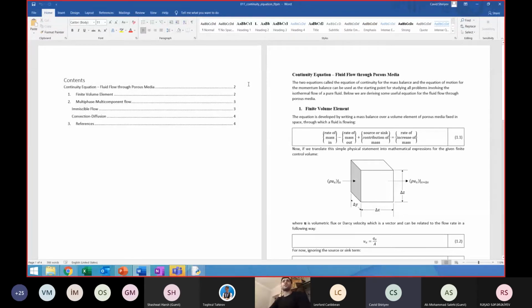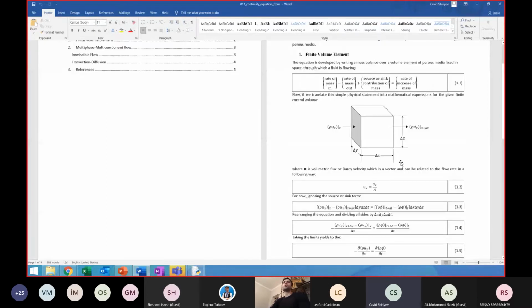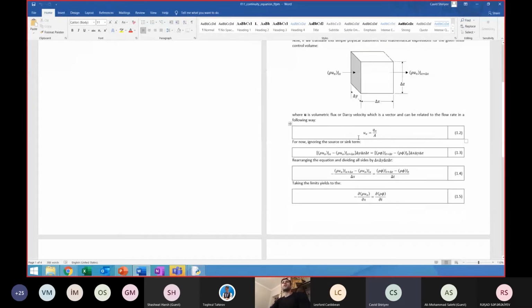But in reservoir engineering, we are mostly interested in the fluid flow through porous media, which is a little bit more advanced topic than the conventional fluid mechanics subjects. I'm not saying that those equations are simple, but this is not mostly covered in the conventional fluid mechanics classes, but it's mostly covered in the reservoir engineering classes.